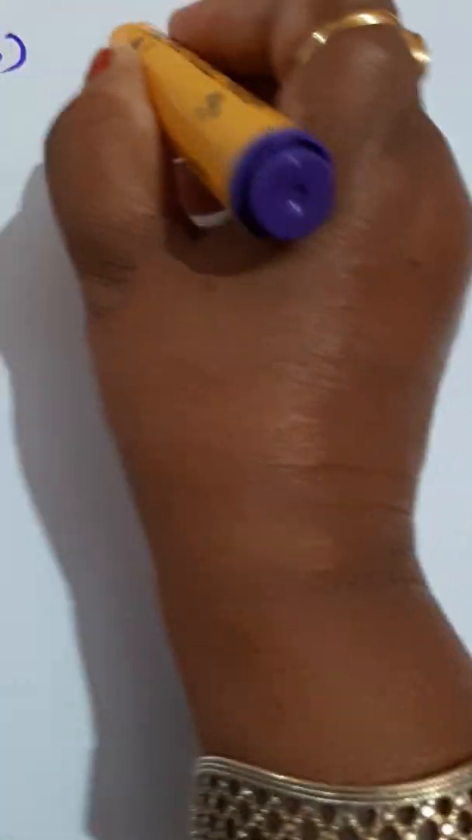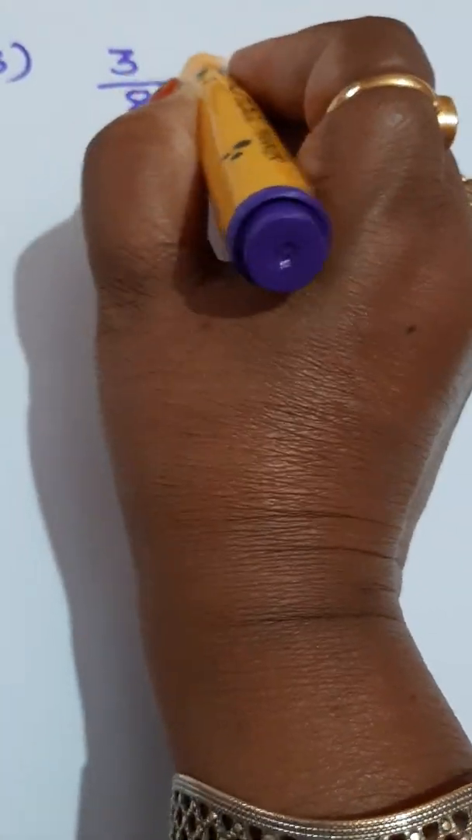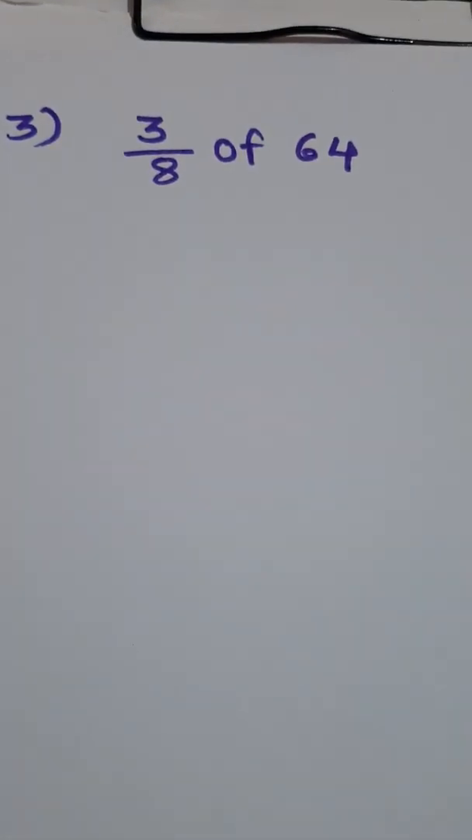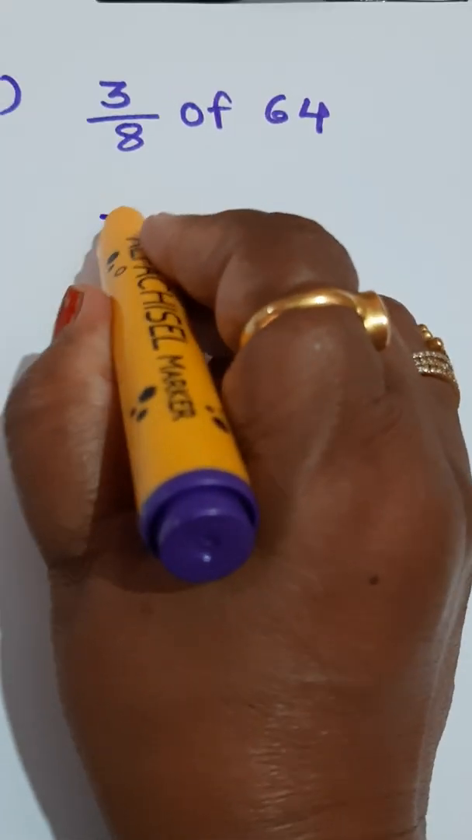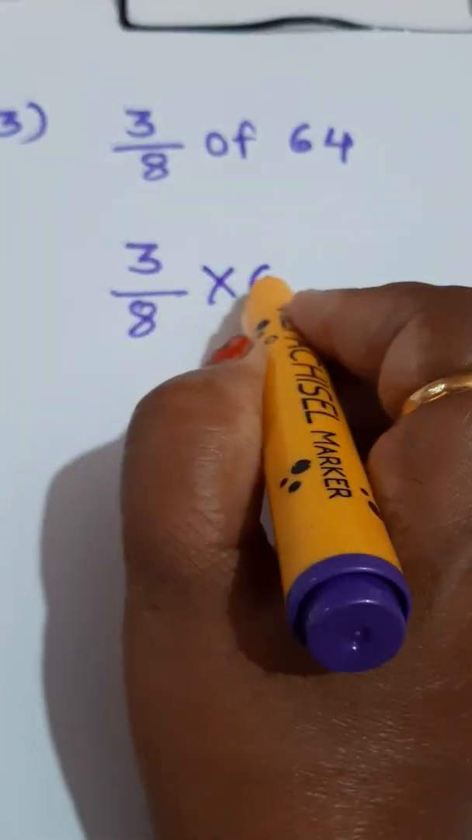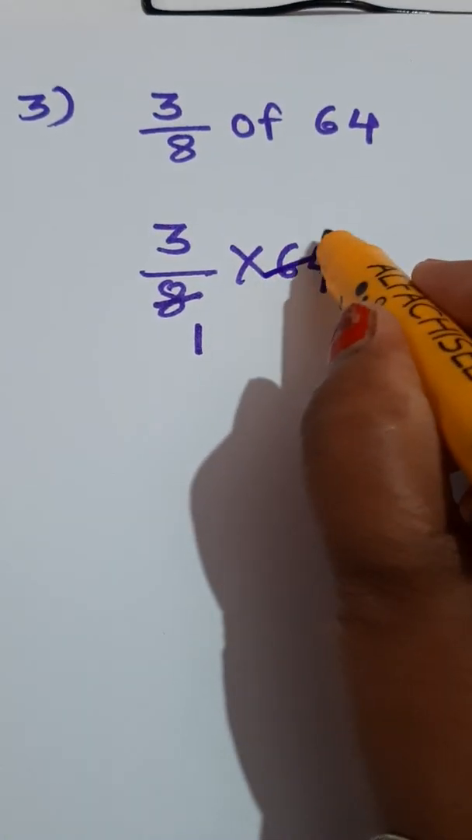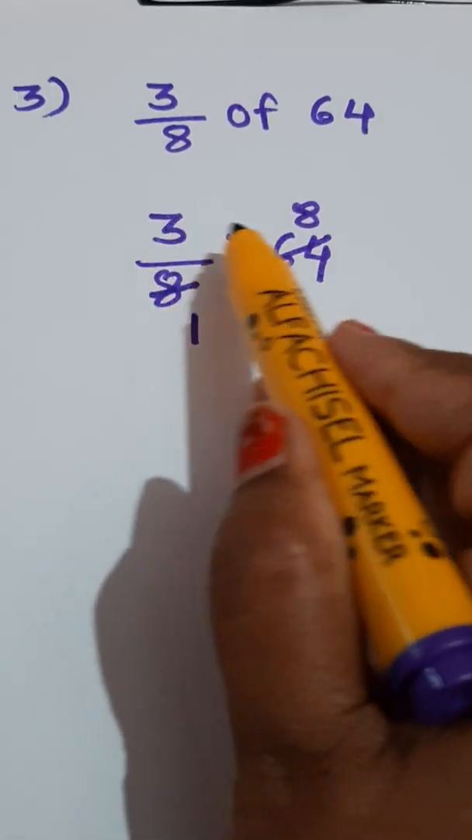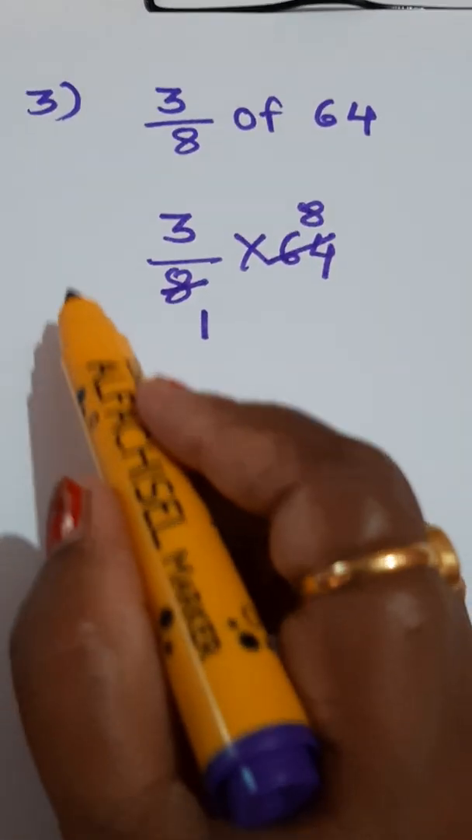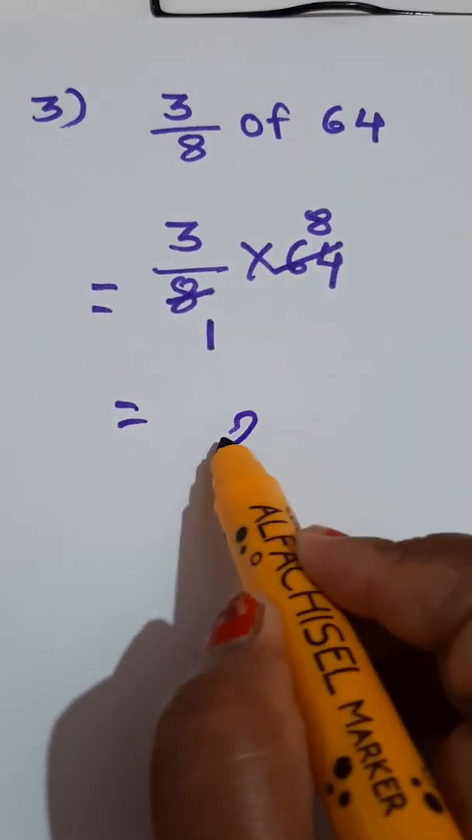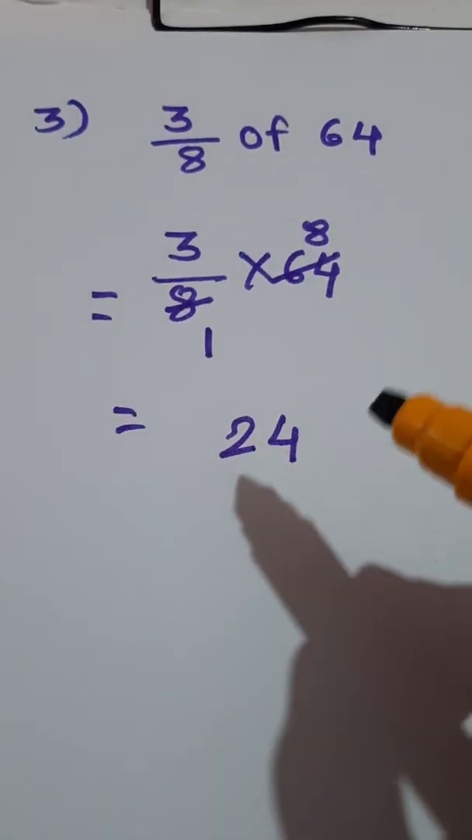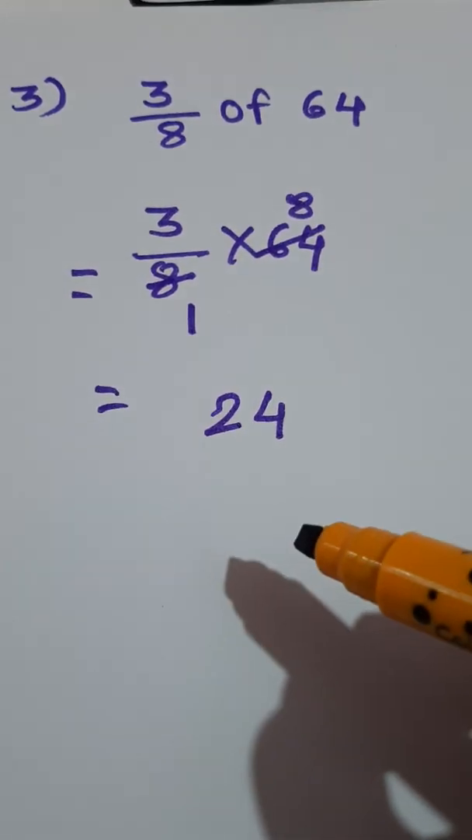Let's see the next examples. Third example is, what is 3/8 of 64? The same way, 3/8 into 64. 8 ones are 8, 8 eights are 64, and 3 into 8, 3 eights are 24. So 3/8 part of 64 is 24.